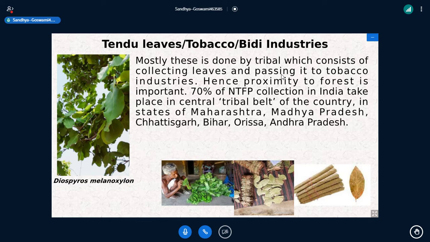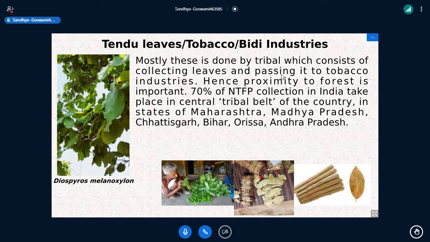Botanically हम क्या कहते हैं इसे, Diospyros melanoxylon. This is its botanical name, and commonly you can call it tendu, right? Tendu patta. Patta means leaves, so tendu leaves. Mostly these Diospyros melanoxylon or tendu leaves are collected by tribal people, and especially Madhya Pradesh is very well known for it. MP, Odisha, वहाँ पे ये बहुत ज़्यादा होता है, right? In Madhya Pradesh, Odisha, Chhattisgarh, this is done in huge large quantity by tribal people, right?